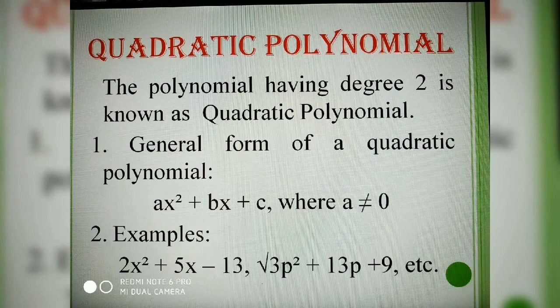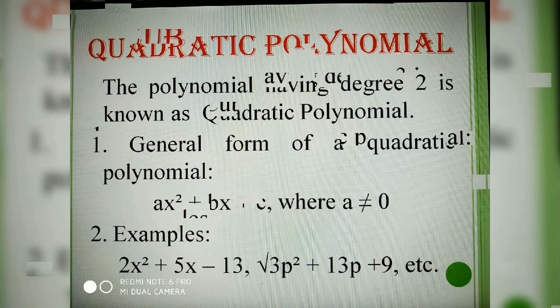Then quadratic polynomial. The polynomial having degree 2 is known as a quadratic polynomial. The general form of a quadratic polynomial is ax square plus bx plus c, where a is not equal to 0. If a is equal to 0, then there will be no term containing x square in that polynomial, and that polynomial will not be termed quadratic. So examples of quadratic polynomials are like this.